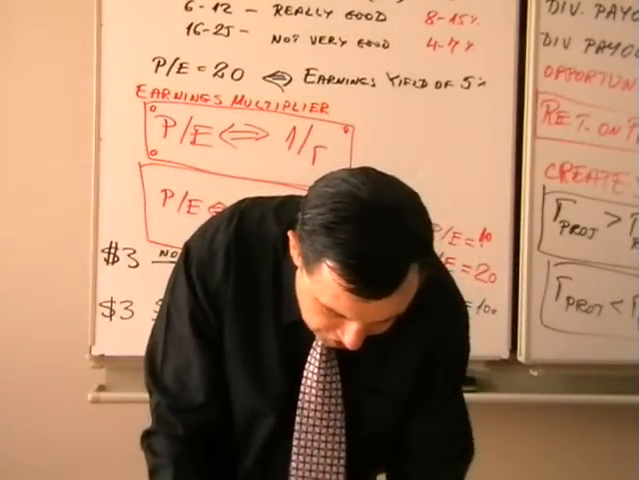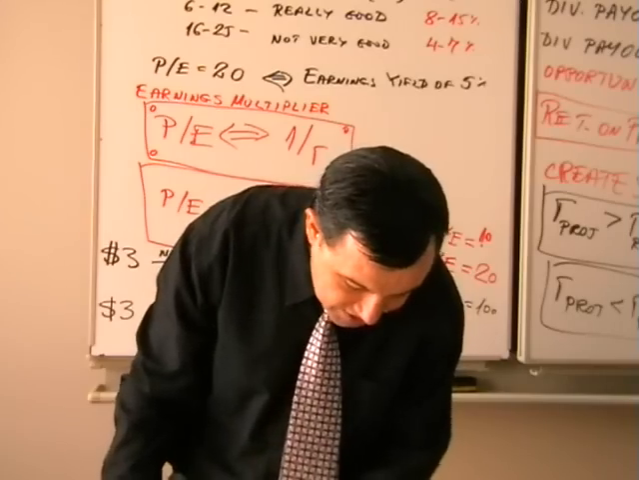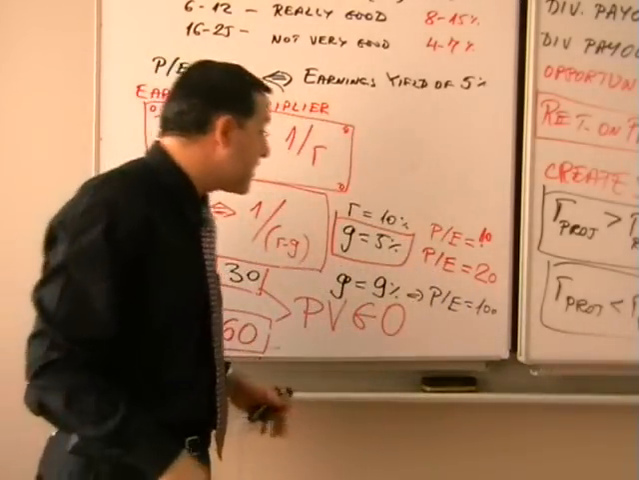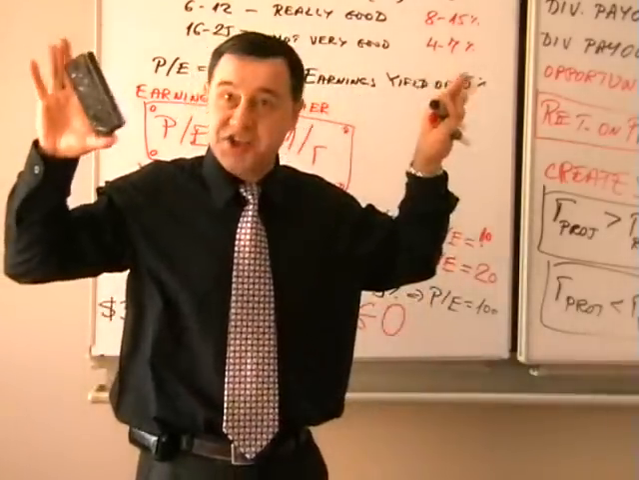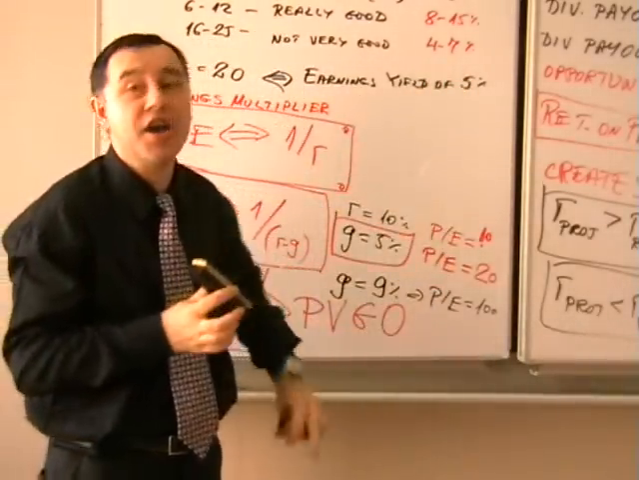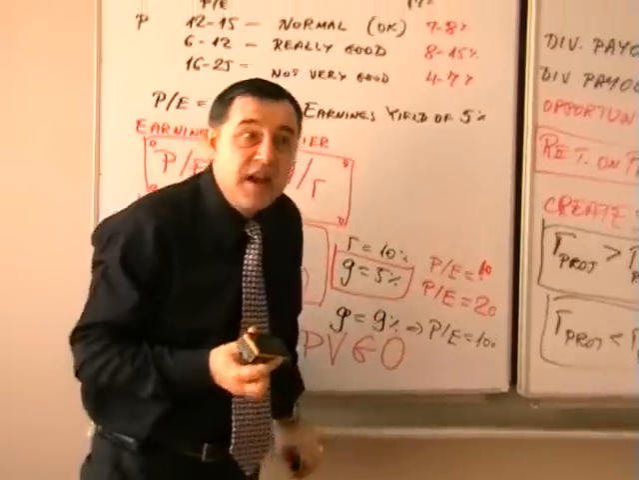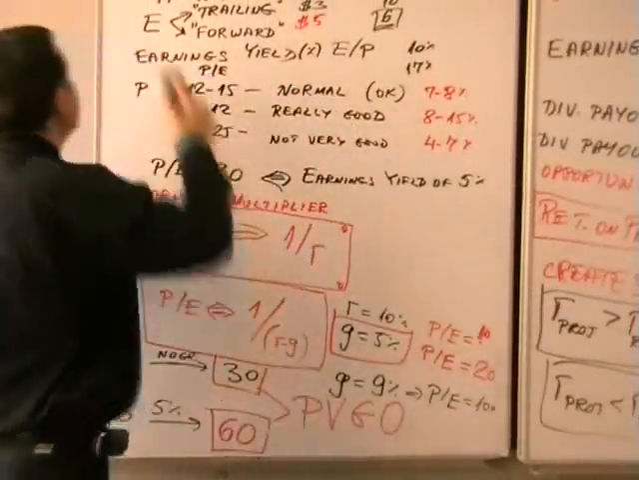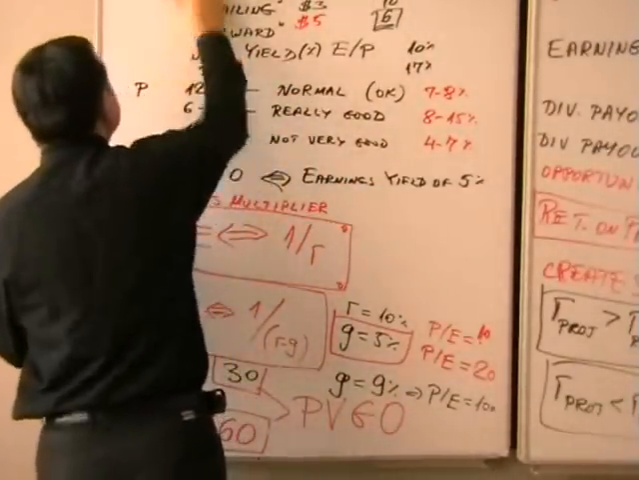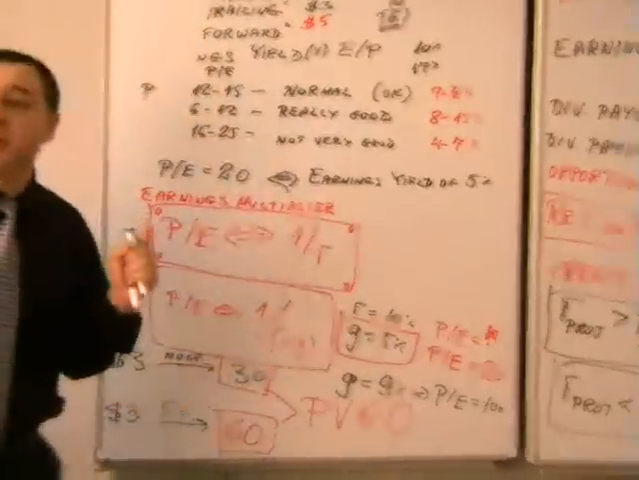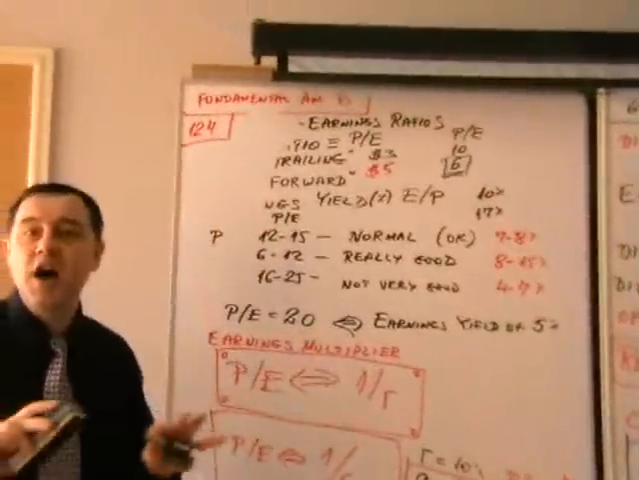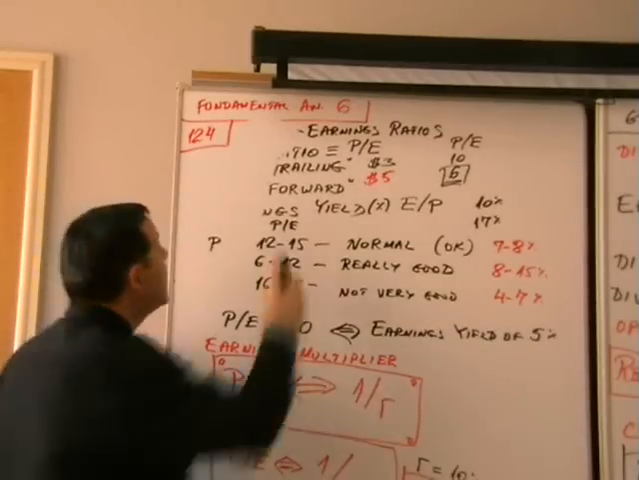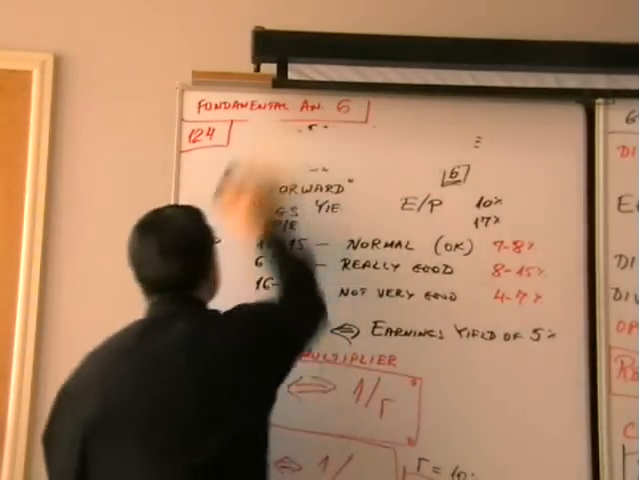P/E ratios and stock risk. I discussed this idea that higher growth implies inherently higher risk. And just because a company will have high growth does not mean that it is safer, it's quite the opposite. The growth itself implies higher risk. Is that fairly clear?